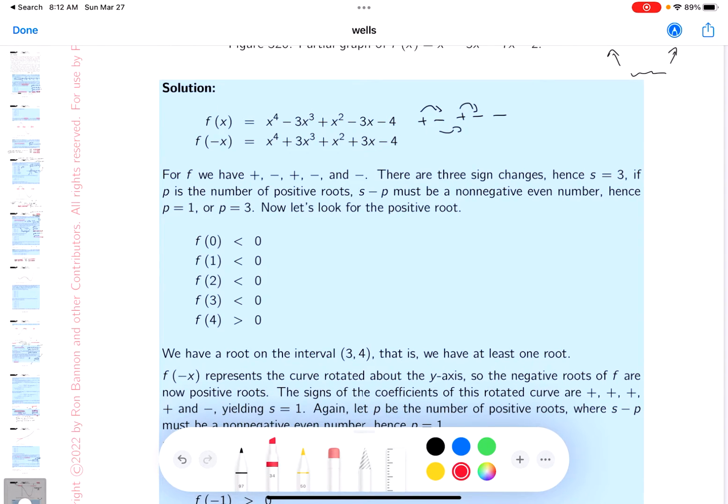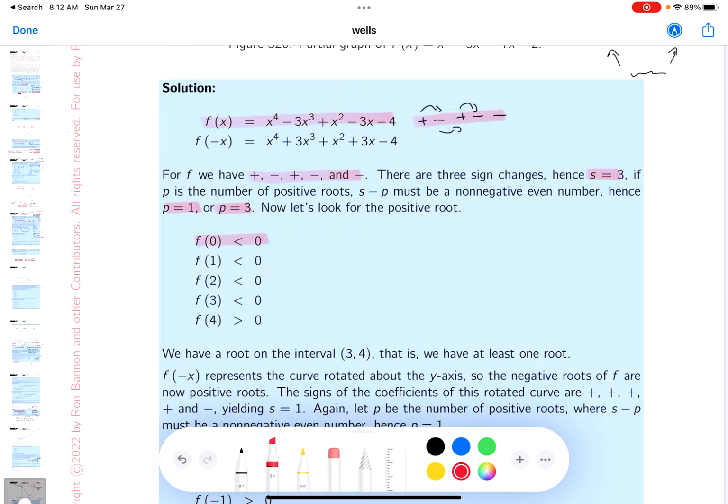Let me show you where this is written. I got this part written down. The plus, minus. I said S is 3. Right? What does that mean? The P could be 1 or 3. All right? So what I do is basically sign analysis.